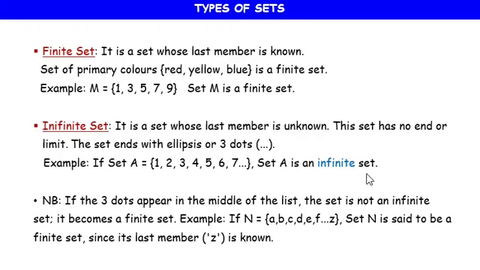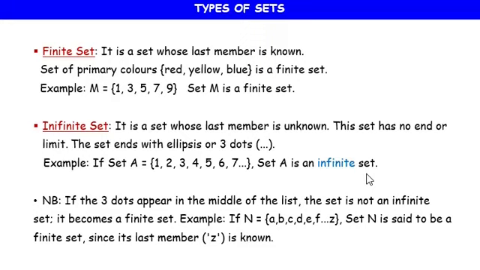Let's now talk about the various types of sets. We have a number of them, so let's look at the first one: the finite set. What is a finite set? It is simply a set whose last member is known. It is a set that has a limited number of members. So we know the beginning of the set and we know the end of the set. I believe you get me.